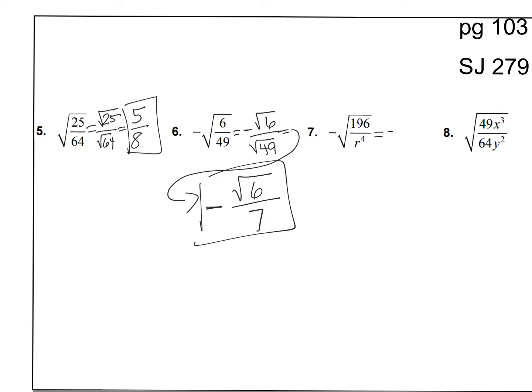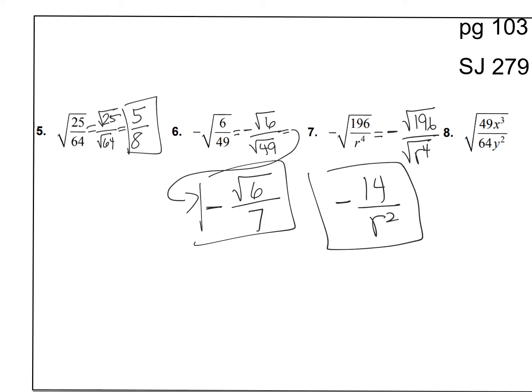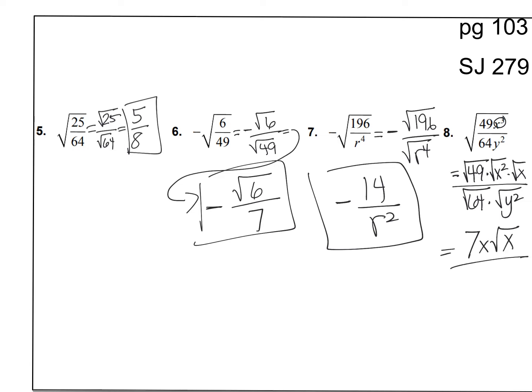The next one, negative square root of 196 divided by square root of r to the 4th. So that would be negative 14 divided by r squared. 196 is a perfect square, and r to the 4th power is a perfect square. For number 8, I'm going to rewrite that as the square root of 49 times the square root of x squared times the square root of x. And I only did that because this was an odd exponent. And then I'm going to rewrite 64 y squared as the square root of 64 times the square root of y squared. So I have 7x times the square root of x, and in the denominator I have 8y. That's the answer to number 8.